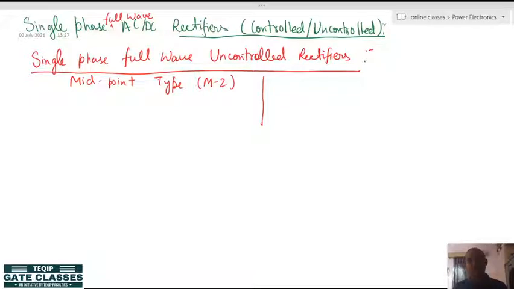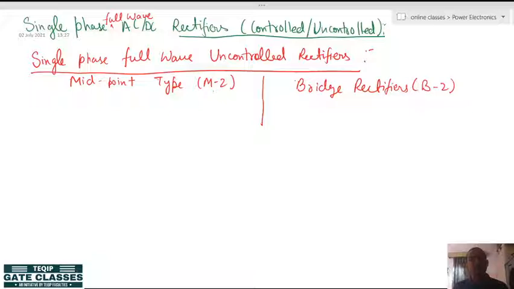Please note that prior to this we have studied the single phase half wave rectifier, whether controlled or uncontrolled. Those rectifiers are known as single phase 1 pulse rectifiers. What is that pulse? I will explain it. And another type of full wave rectifier is the bridge rectifier, also known as B2 type of connection. These are the technical terms.